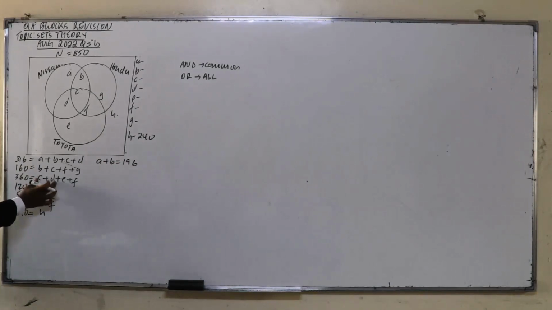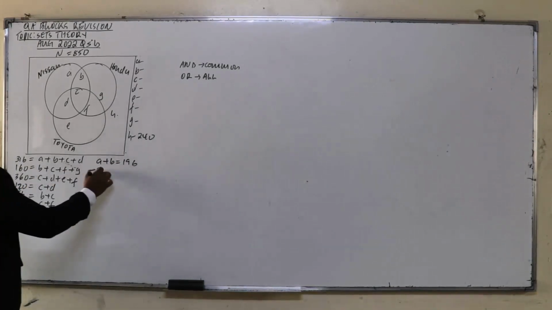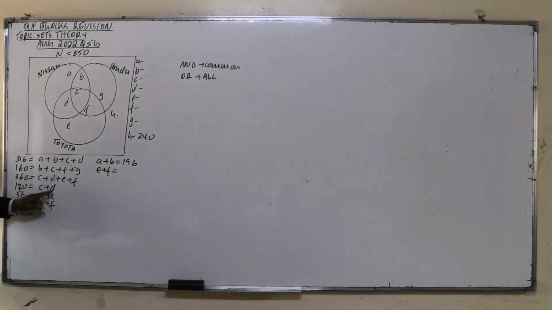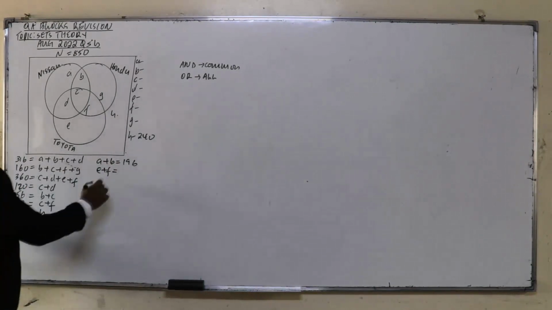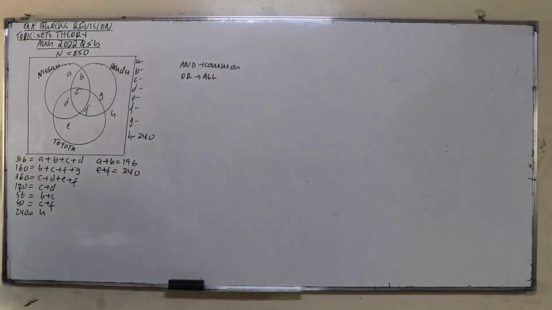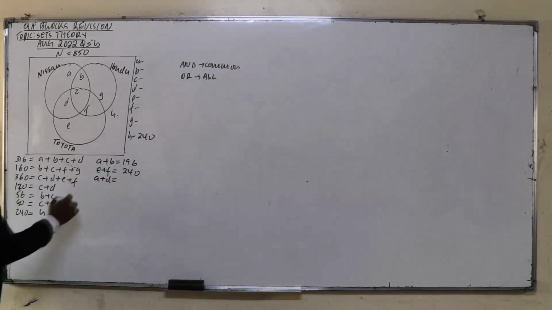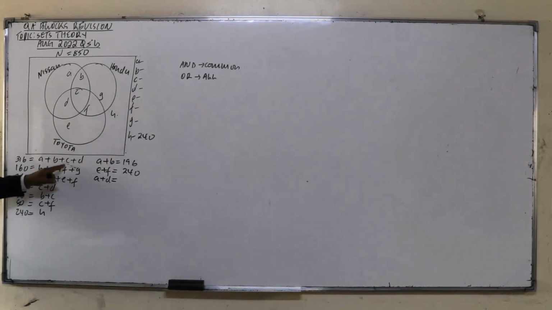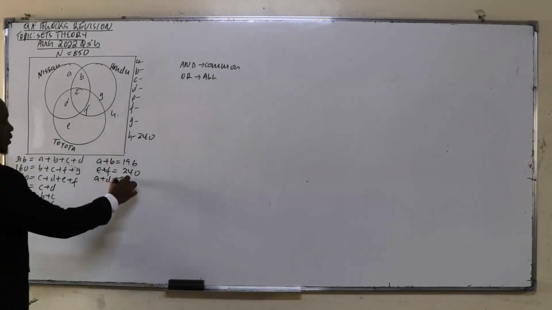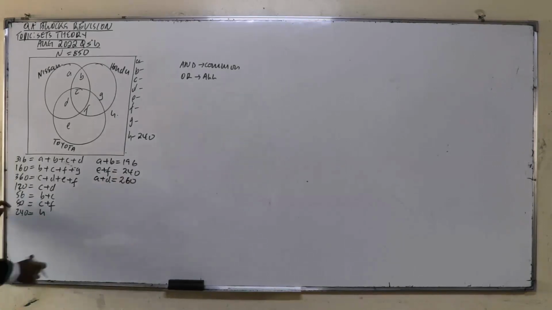We have CD, so that means we can get E and F. Now, if CD is 120, how much will be E and F? You take the 360 minus 120, you get 240. We have BC. Now with BC, we can get A and D. So for A and D, you take 316, you minus BC, BC is 56. You get 260.